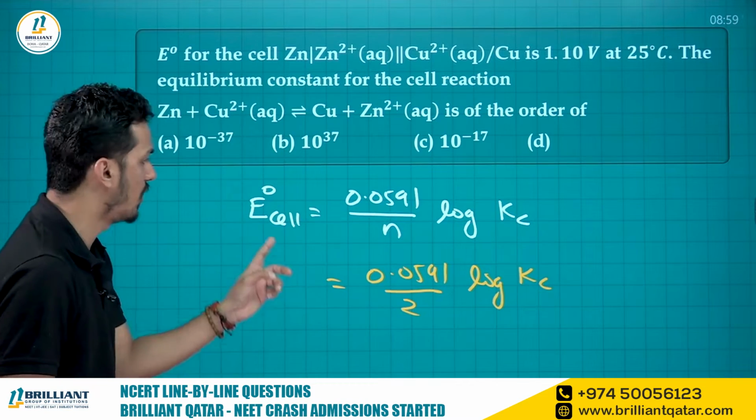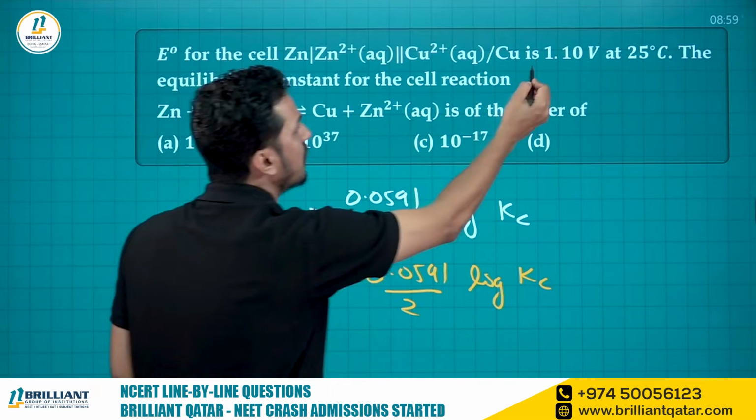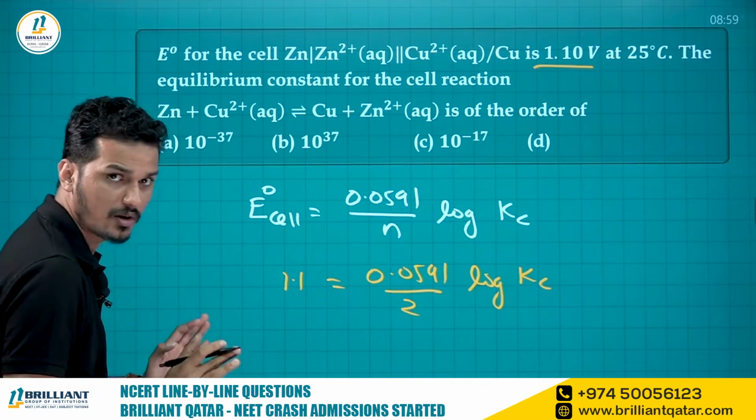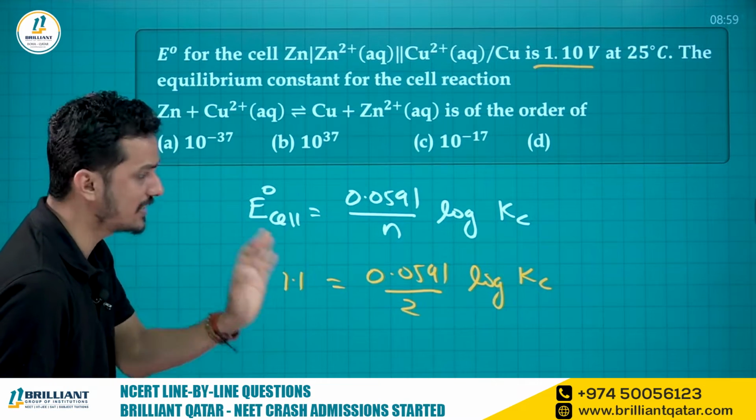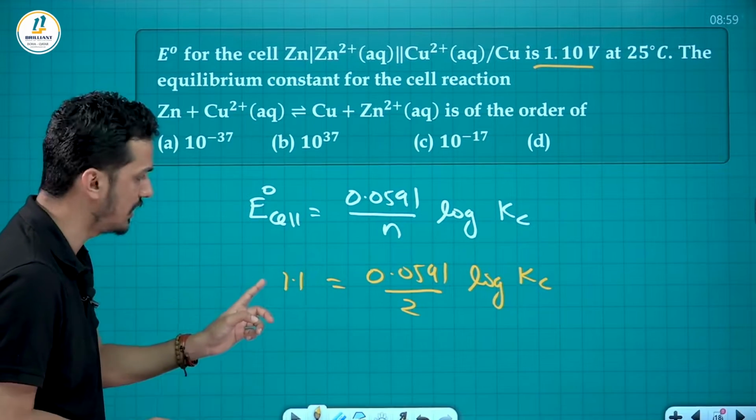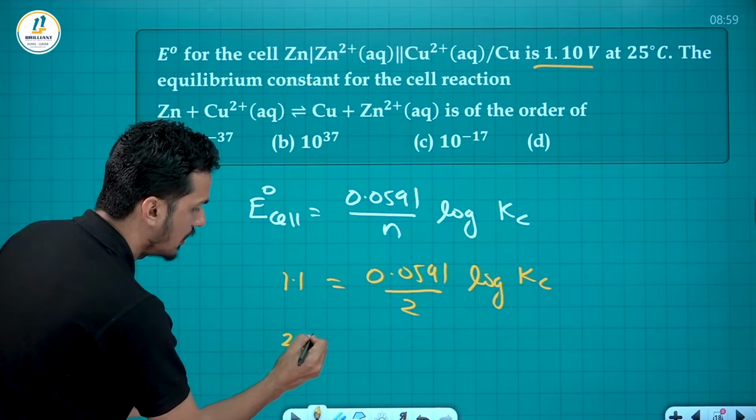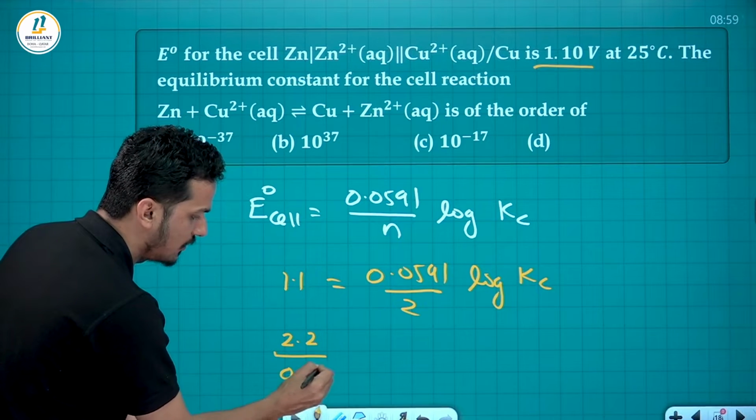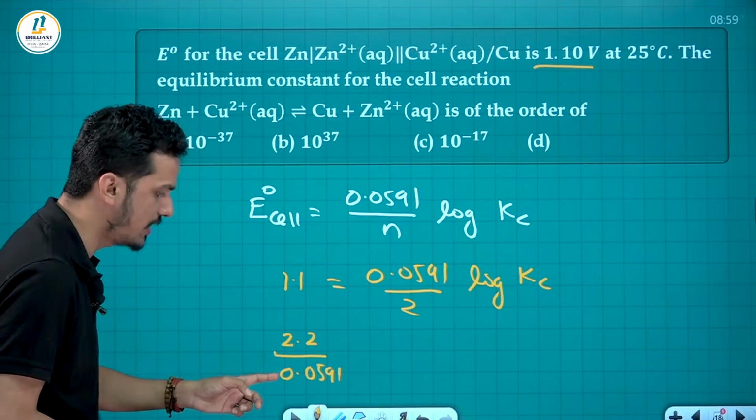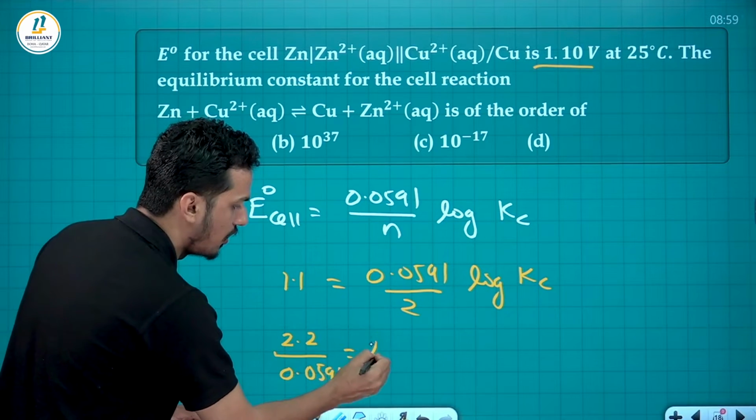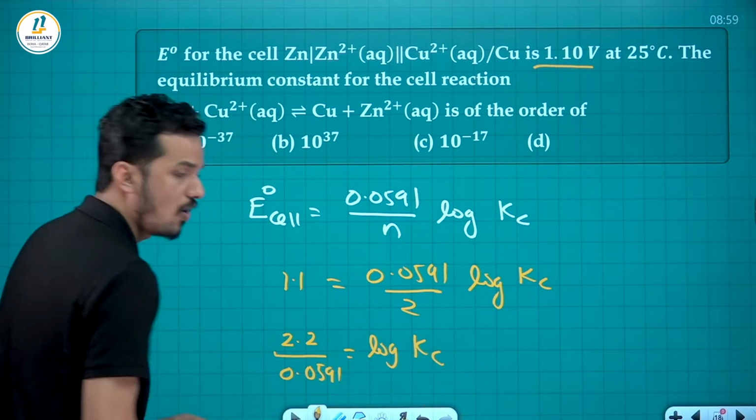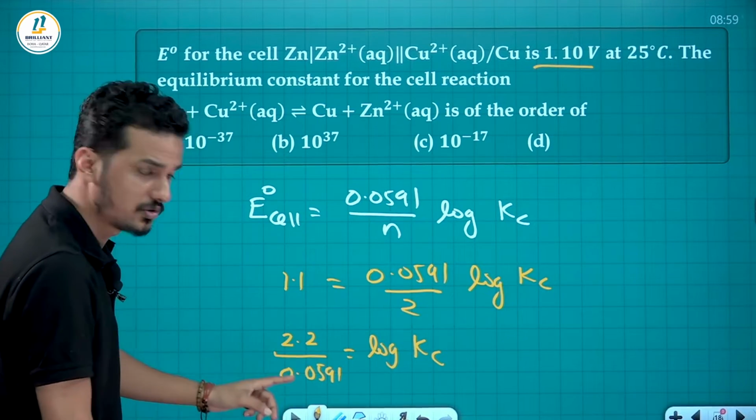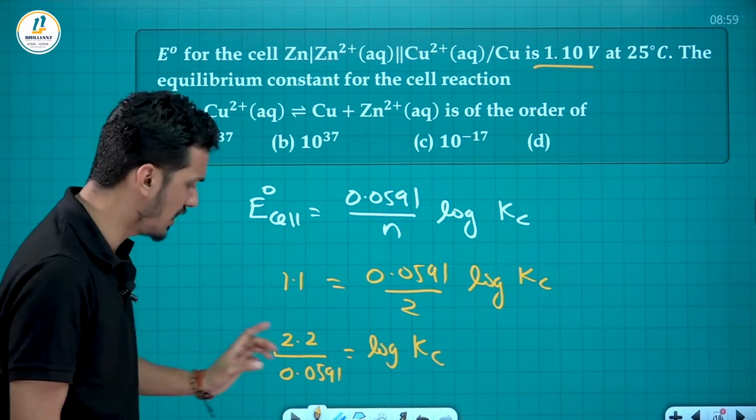Log Kc equals, what's the value? E0 cell they have given, that is 1.1 volt. Ready? Then Kc is what they are asking. I can take this one to here, so that will become 2.2 divided by 0.0591 equals log Kc. Now what do I want to do? I want to divide it: 2.2 divided by 0.0591.